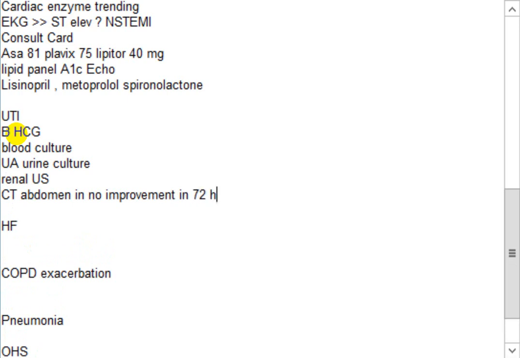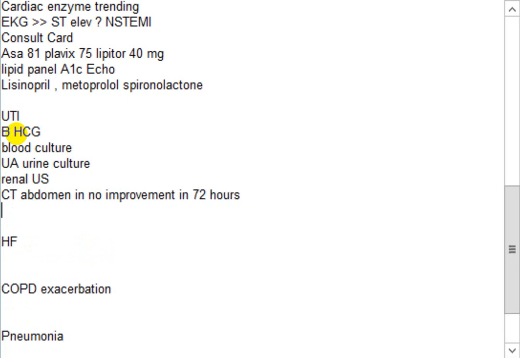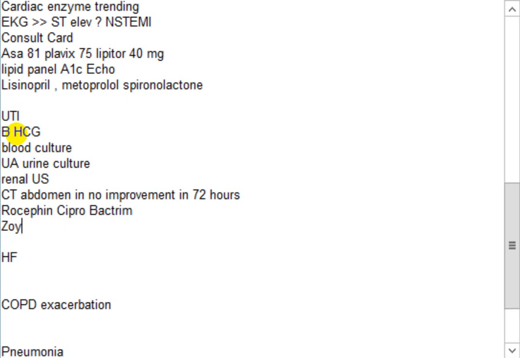in 72 hours. And the treatment, usually you treat with Rocephin. This is the common medication: Rocephin, Cipro, and Bactrim. And if you think the patient is pretty sick, you can do Zosyn. Okay, that's also used. And usually if there are risk factors, for people who are immunocompromised or have recent hospitalizations, we can do stronger medications.